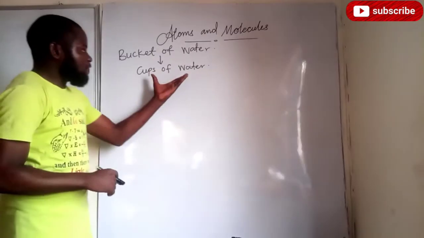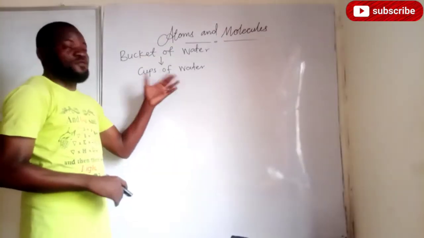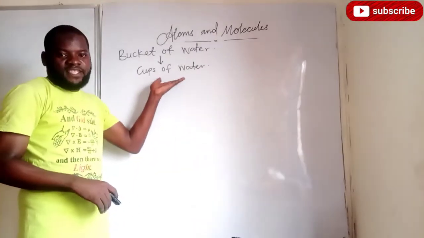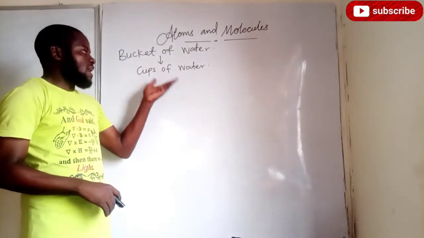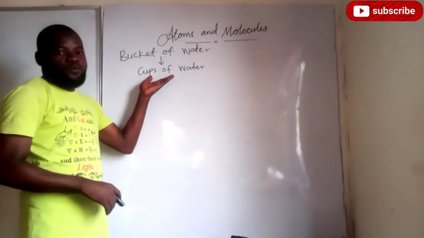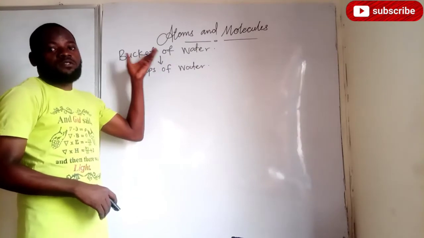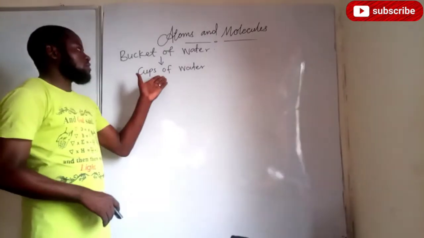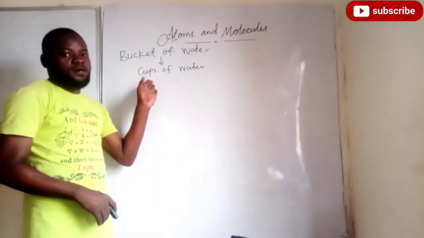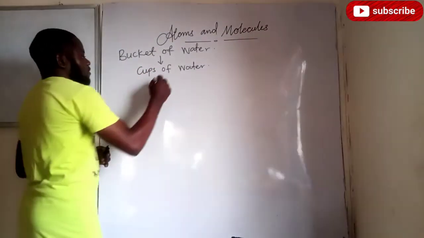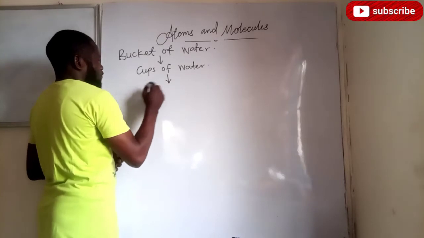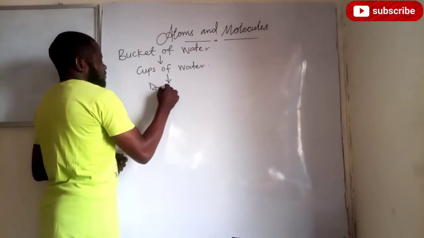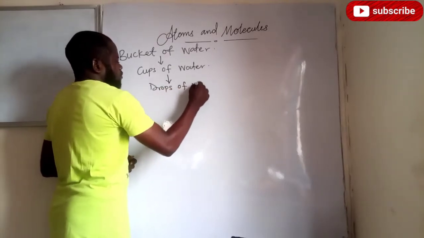The water inside the bucket is some number of cups of water. That shows that the cups of water fill the bucket. Now, the water in the cup is made up of some drops of water.